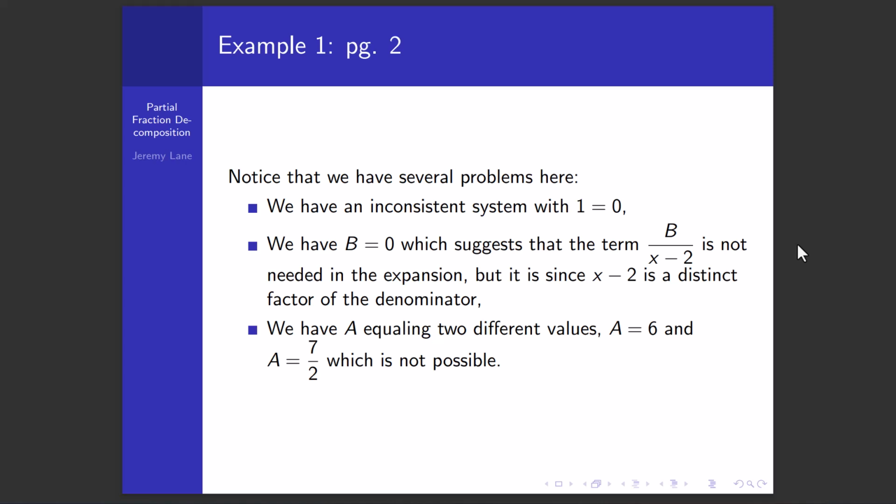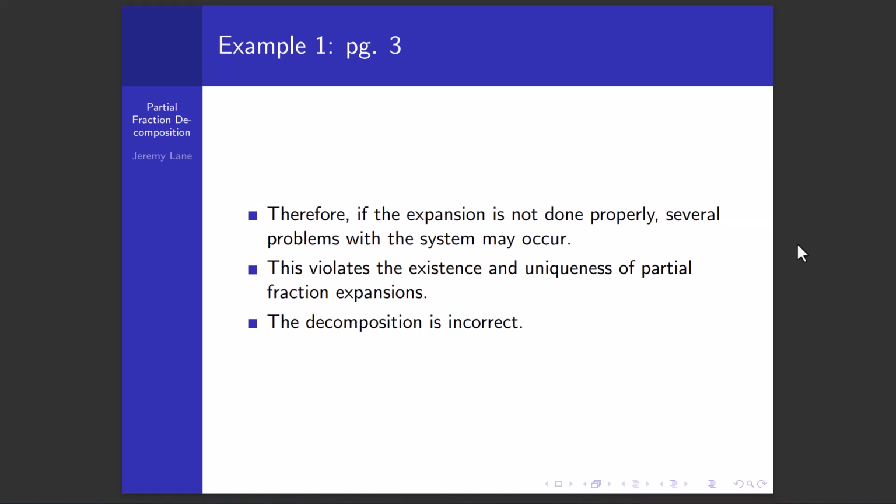So b equals 0 gives us a contradiction. Here we also have that the value of a, the numerator over x cubed, actually equals two different values. We have a equals 6 and a equals 7/2, which is not possible. And all of this is resulting from the fact that we did not expand our x cubed factor properly for the denominator. We didn't write out all of the lower powers on x to get that repeated linear factor. So the expansion was not done properly.